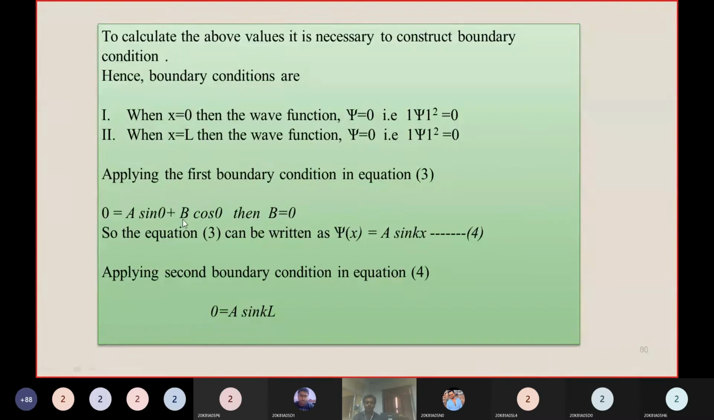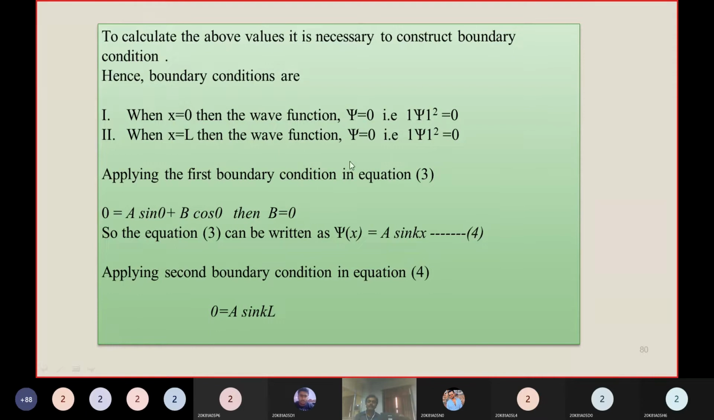From this equation, what do we get? This term vanishes, so only this term will be present. This term is equal to 0, but in the other term, the cos 0 value equals 1. Therefore, we can write B equal to 0. So from the first boundary condition, we have calculated that B is equal to 0.